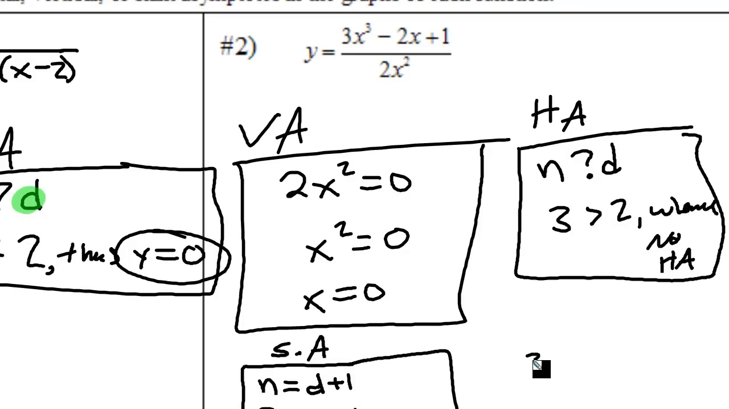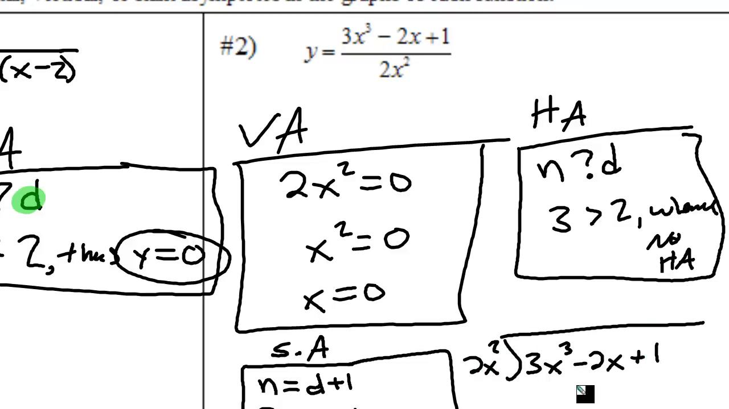Take your numerator, divide it by your denominator. Notice when doing this, I'm missing a term. I have x cubed, then I have x to the first. I need an x squared in there. Need might be a strong word, but it should be in there. So I'm going to add to this a plus 0x squared.